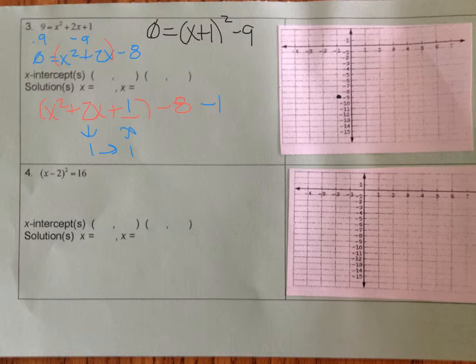So from here we go 1, 1, 2, 4, 3, 9, and mirror over the other side to get the full parabola. This helps us identify our x-intercepts as (negative 4, 0) and (2, 0), which means our solutions are negative 4 and 2.